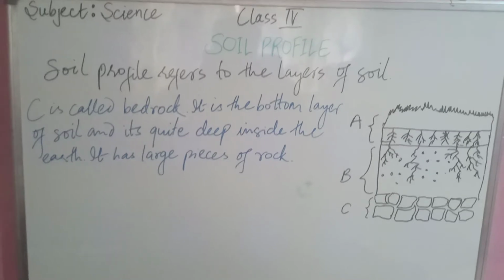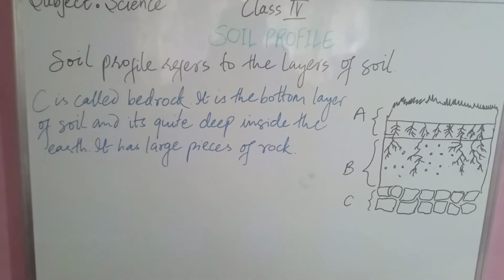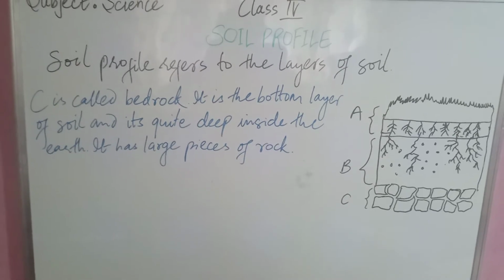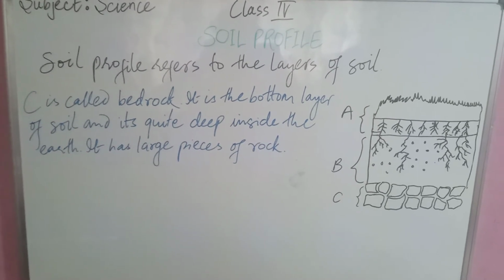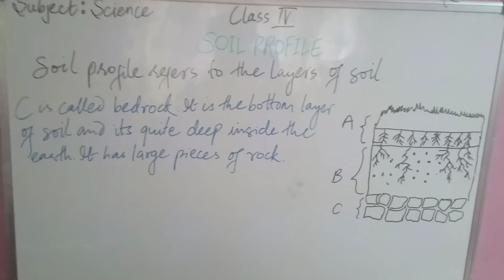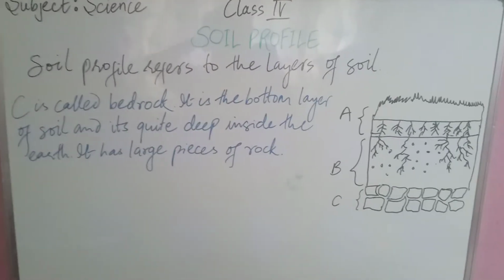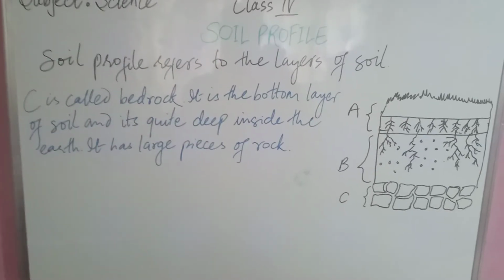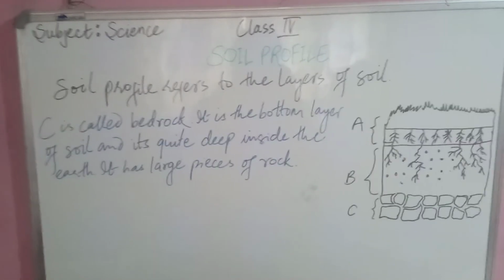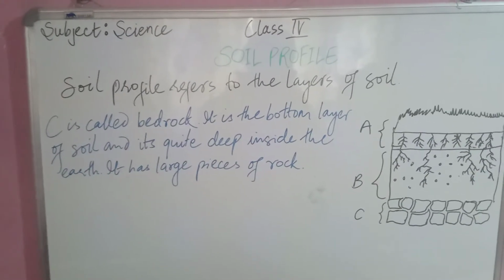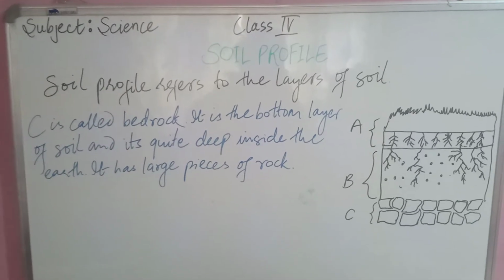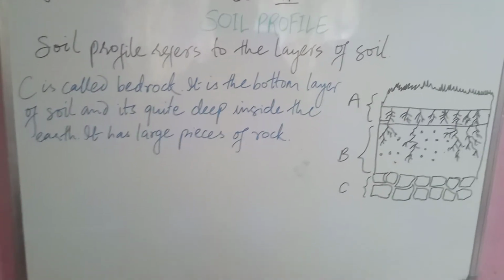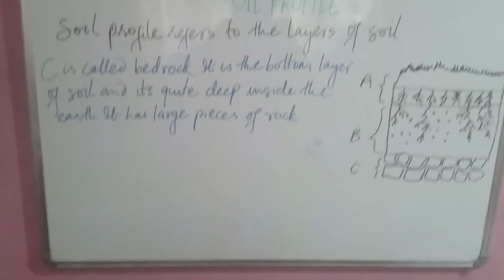Then we have C, which is also called bedrock. It is the bottom layer of soil and it's quite deep inside the earth, and it has large pieces of rocks. So these are the three layers of soil, which we have to remember. Moving on.